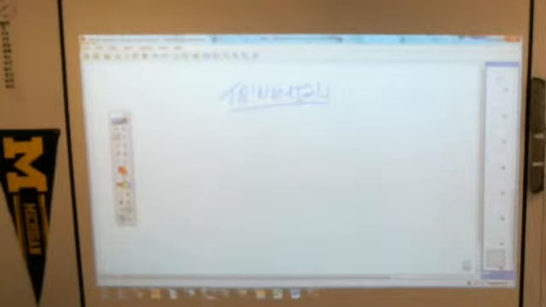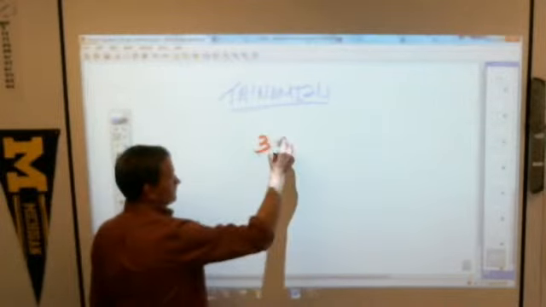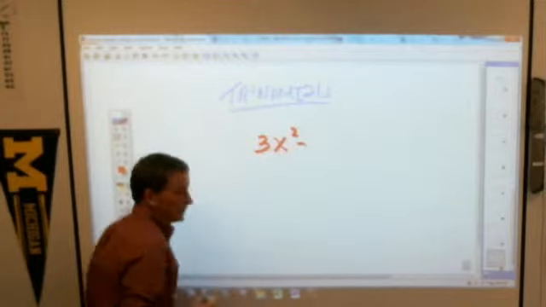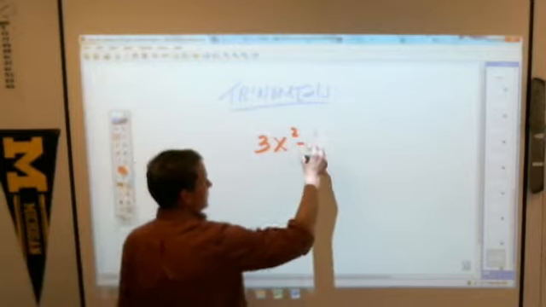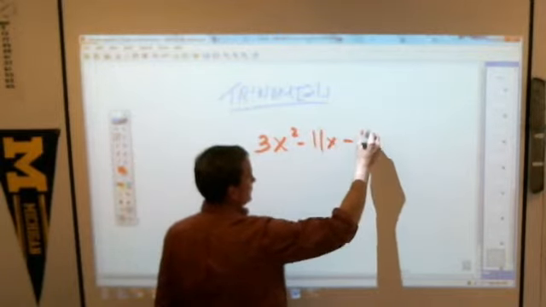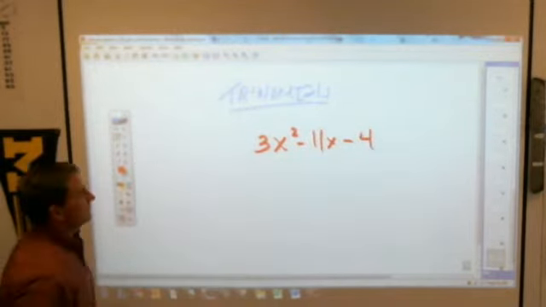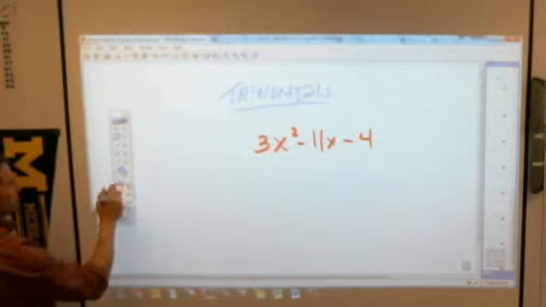Here we go. Ready? 4x squared. No, let's not do that one. I'm going to do this one: 3x squared minus 11x minus 4. You have that there? Yes.